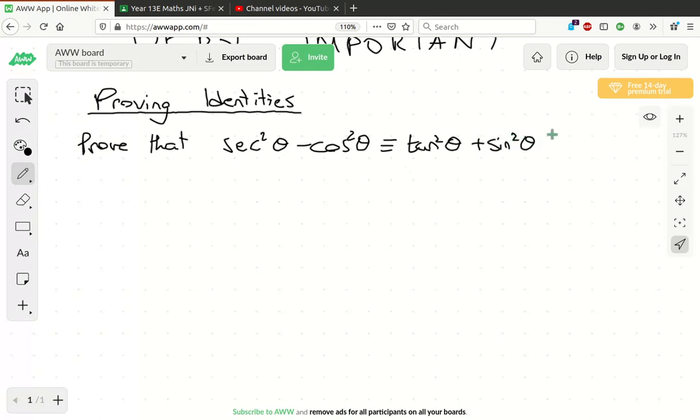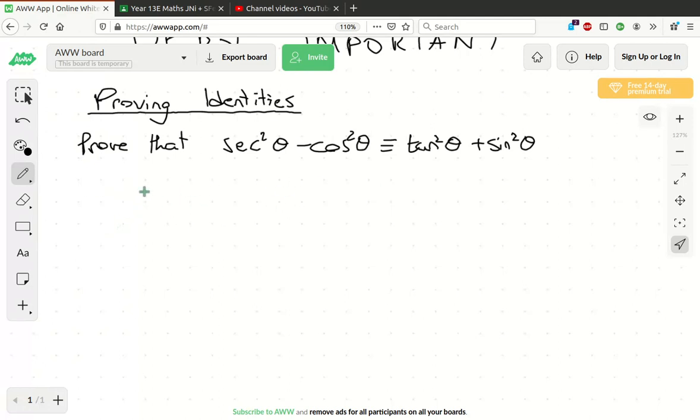Yeah, try not to drop the theta or the x when you're doing your working. You might do it when you're speaking, but please try not to do it when you're working. You mustn't lose, as we call it, the argument of the trig function, the variable, the letter, if you like. Okay, so we're going to prove that to be true.